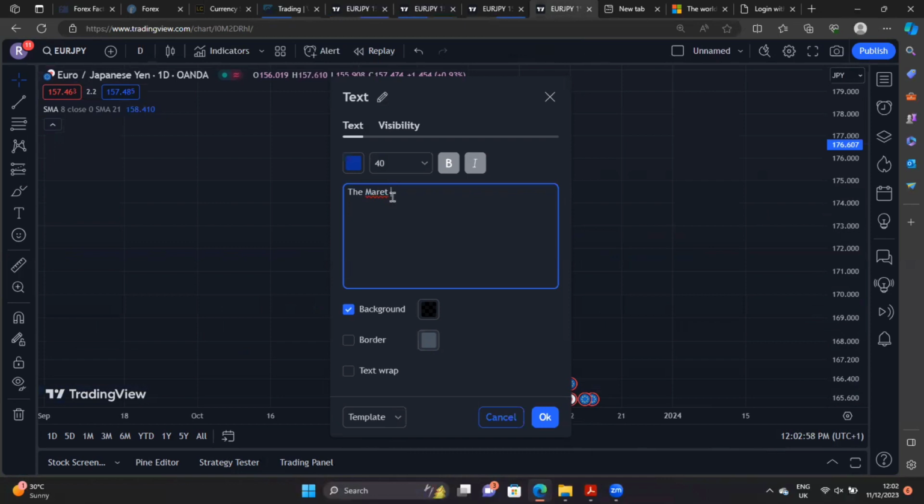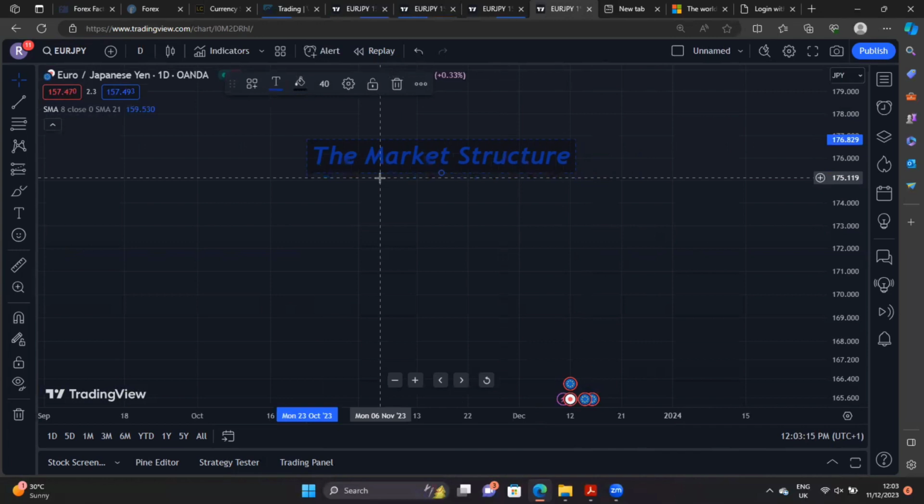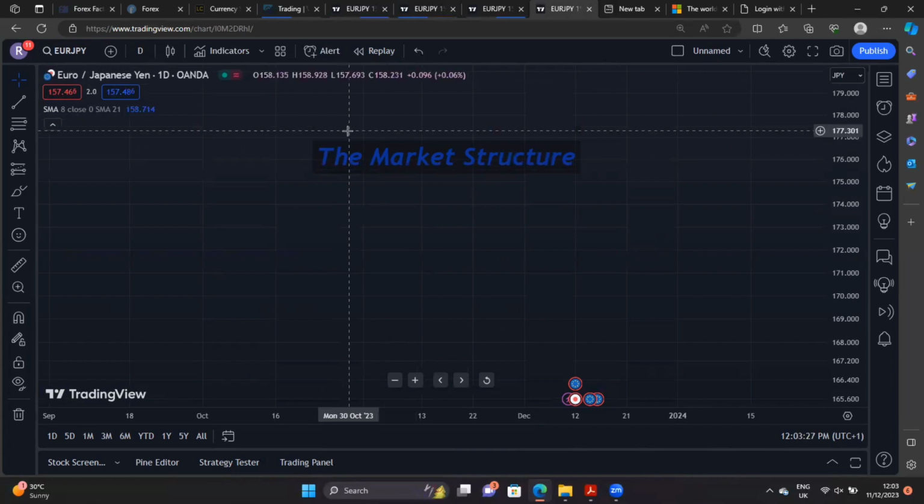The market structure. Right. So on the market structure, I would want you to do just two very basic, important things as we dive into this particular concept. One, pay close attention to the parts. Two, always go back to the chart.